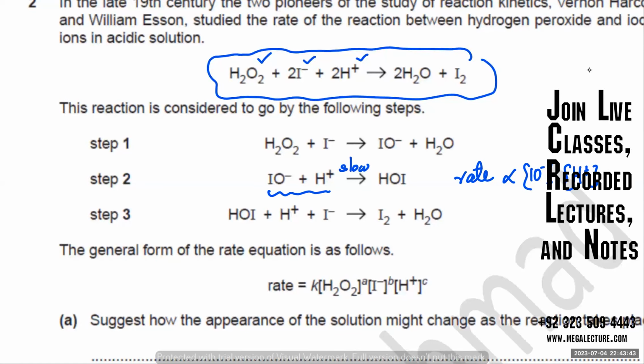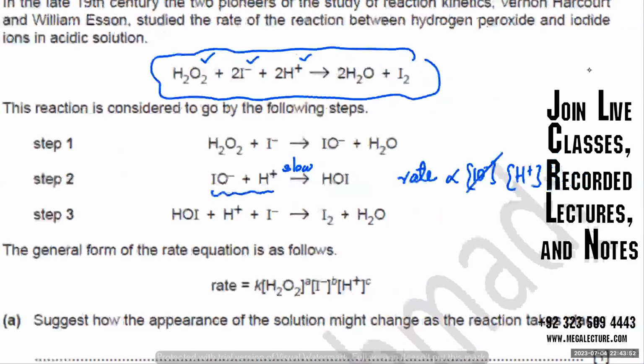Because the second one is the slow step, would that mean I have to firstly put IO minus and H plus? Then would I put H2O2 and I minus? Yeah, you're going to cut out IO minus, and in its place you're going to put H2O2 and I minus, right? So that means it's first order with respect to all of them, right? Is that clear?